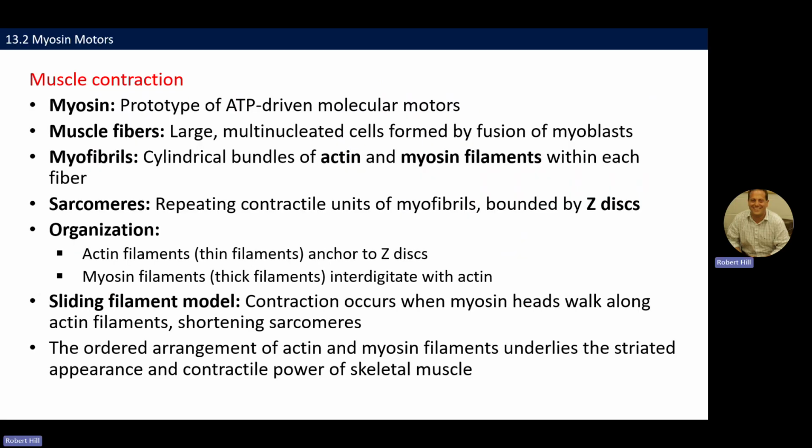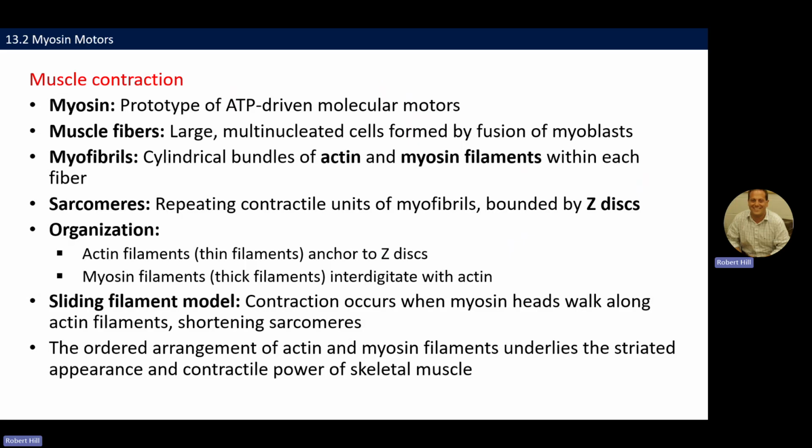All right, so this slide introduces myosin. It's the prototype of all ATP-driven molecular motors. So if you remember back from A&P, if you covered the muscular system in Bio 2, muscle fibers, right, which make up muscles, are large multinucleated cells. And they're multinucleated because they form by the fusion of myoblasts. And then within each fiber, you have these cylindrical bundles that are called myofibrils.